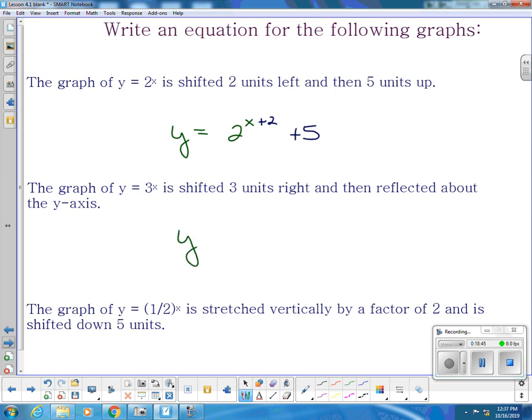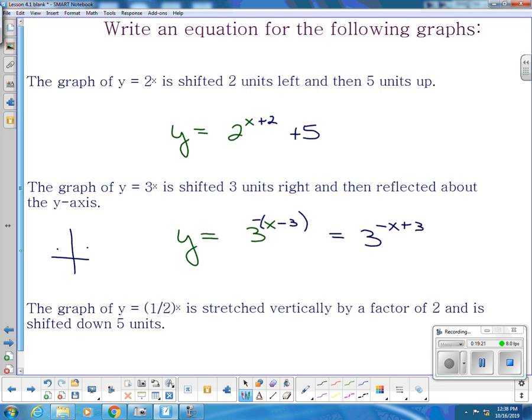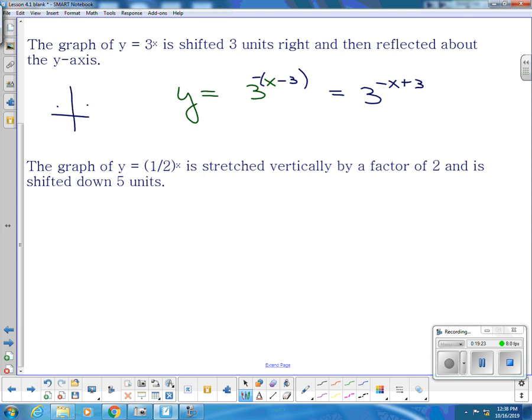So we're starting with y equals 3 to the x. We're moving 3 units to the right. So minus 3 up there with the x. And then reflected about the y-axis. So where's that negative going to go? Down in front or up where the exponents are? Up where the exponent is. Because it's a horizontal flip. If it was a vertical flip, if it went about the x-axis, you'd put it down in front of the negative 3.